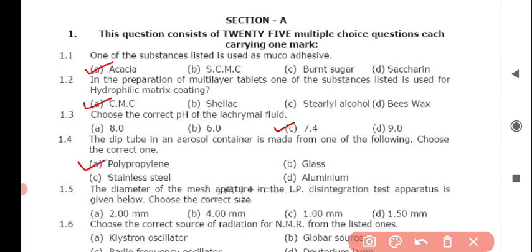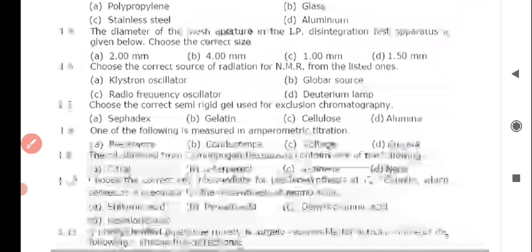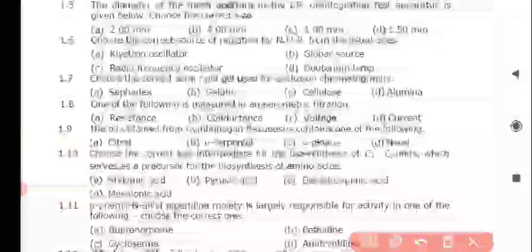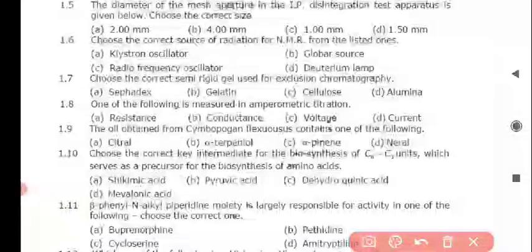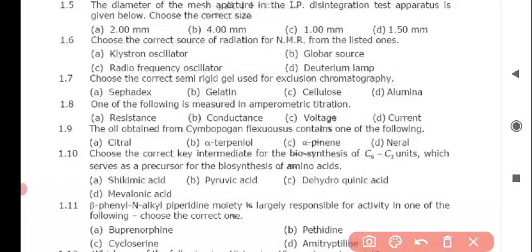Next question is, the diameter of the mesh aperture in the IP disintegration test apparatus is given below. Choose the correct one. So the correct answer is option A, that is 2 mm. Next question is, choose the correct source of radiation for NMR from the listed ones. So the correct answer for this question is option C, radio frequency oscillator.